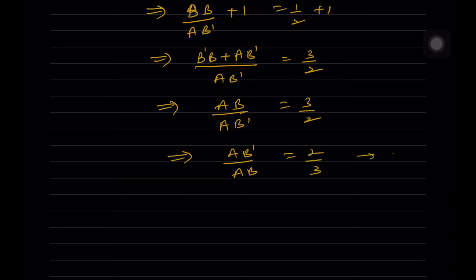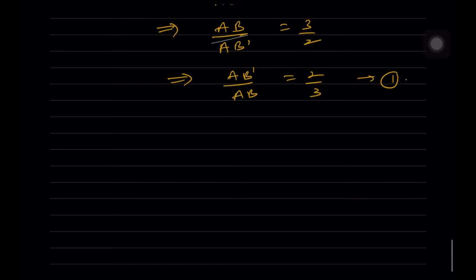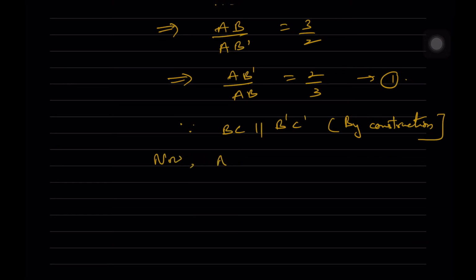So now taking this as the first one, therefore we have, since BC is parallel to B dash C dash by construction, therefore we have now triangle AB dash C dash is similar to triangle ABC using AA similar condition.